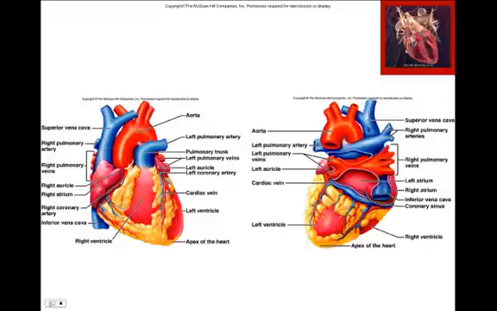You don't have to know. I'm not going to ask you to label any of these, although these diagrams might be helpful for lab. But I will not ask you on the exam to label them. I just wanted you to see the cardiac arteries and veins here.